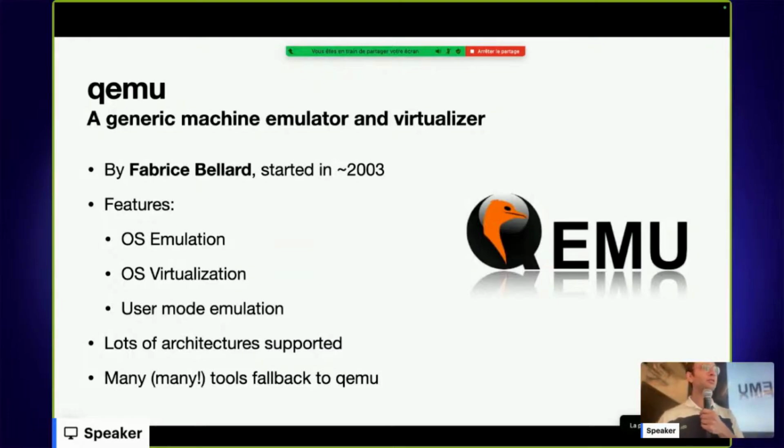And you also have a thing called user mode emulation, which is basically when you want to run a program that is written for another architecture. You do not need to spin up a full virtual machine. You can just run, I don't know, VLC PowerPC on an Intel Mac or something. QEMU supports lots of architectures, and actually lots of tools fall back to QEMU when they cannot handle it.